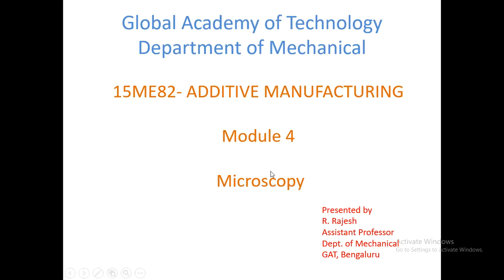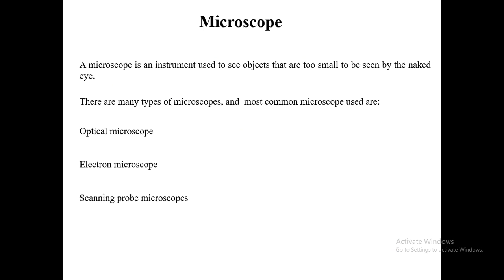My name is Rajesh, and in today's session I'll be explaining the concept of microscopy. The microscope is an instrument used to see objects that are too small to be seen by the naked eye. There are many types of microscope, and the most common ones are the optical microscope, electron microscope, and scanning probe microscope.